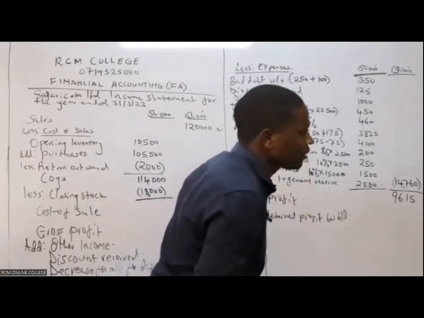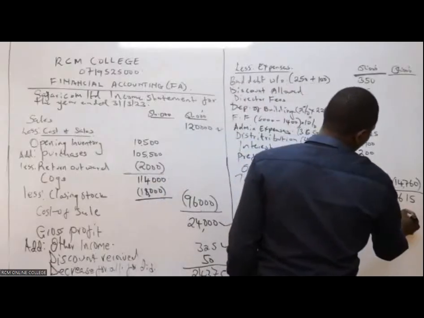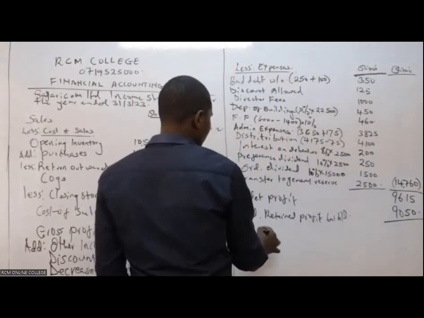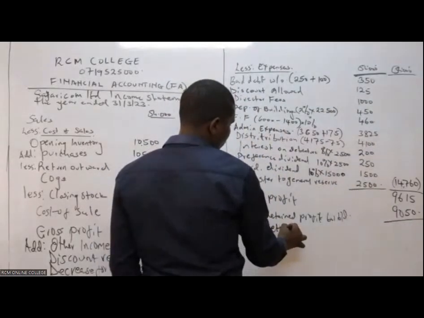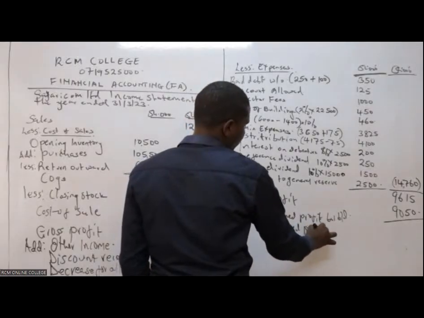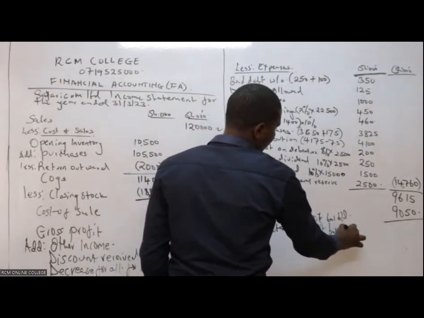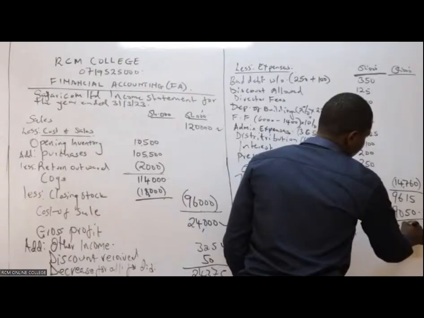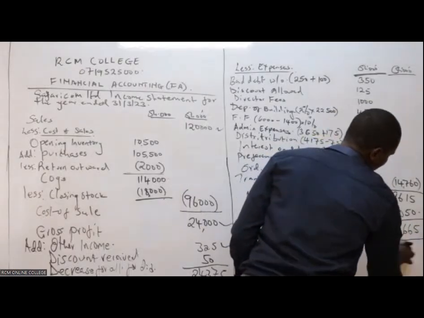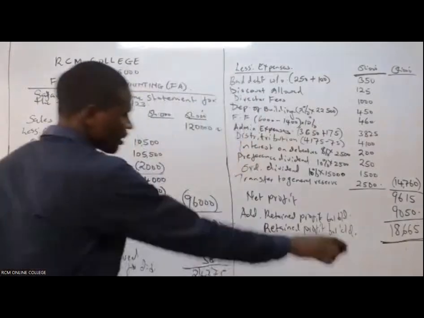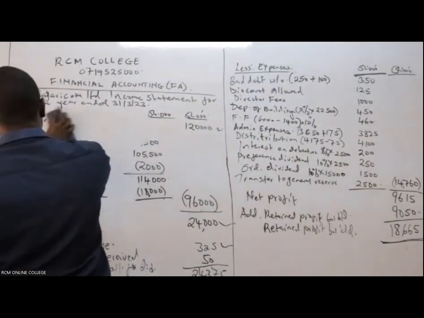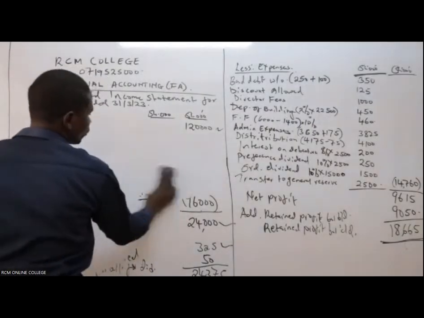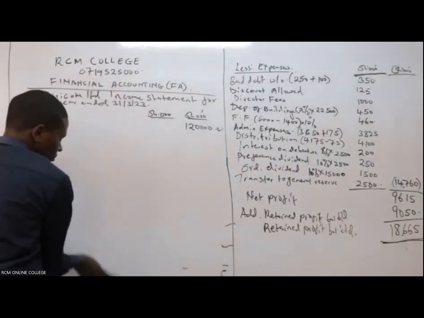So that now we get profit for the year. You add 90, 50, then you get retained profit balance carried down, 18,665. Let's go to the balance sheet very fast. Let's prepare the balance sheet. That is the profit we shall be taking to our balance sheet.